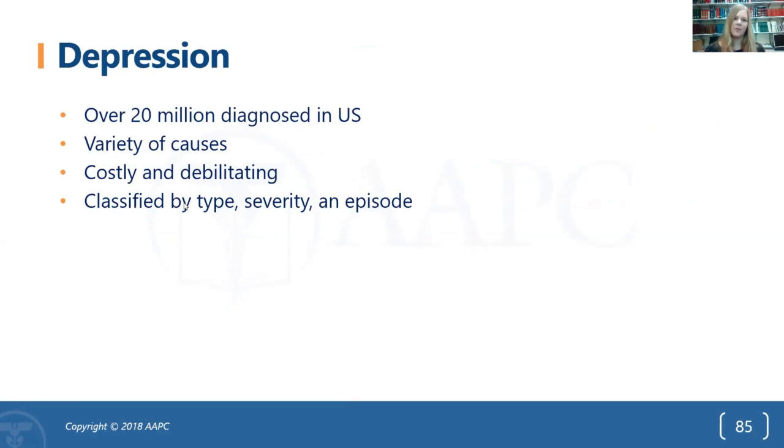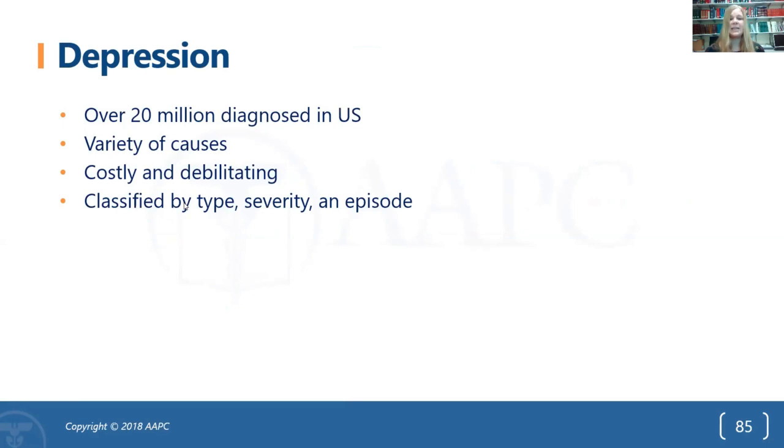Depression alone affects over 20 million people in the United States, and it is a disorder of the brain. There's a variety of causes. They could be genetic, environmental, psychological, there could be biochemical factors. Usually depression starts between the ages of 15 and 30, and it is more common in women than it is in men. Depression is a mental illness that can be costly and debilitating to sufferers, and depression can adversely affect the course and the outcome of common chronic conditions. Depression can also result in increased work absenteeism, short-term disability, and decreased productivity.